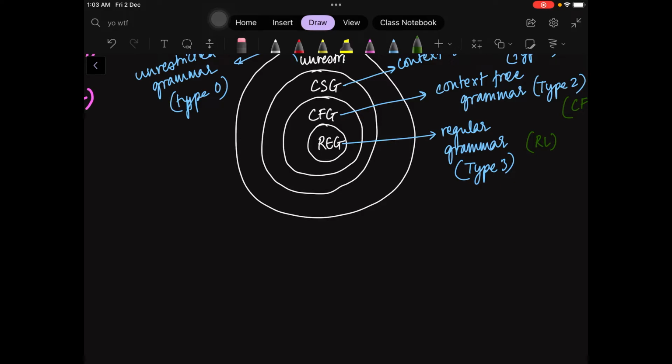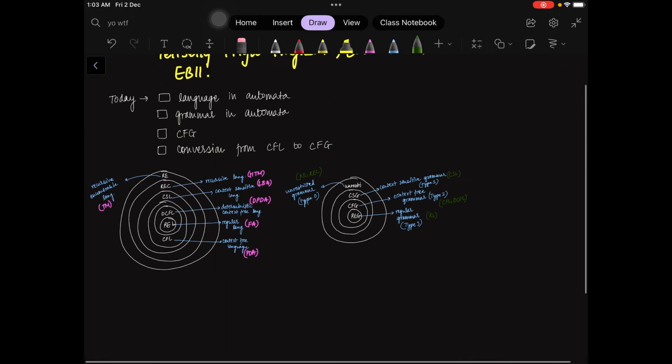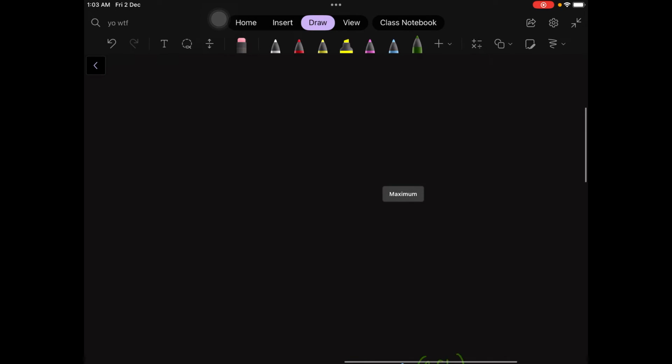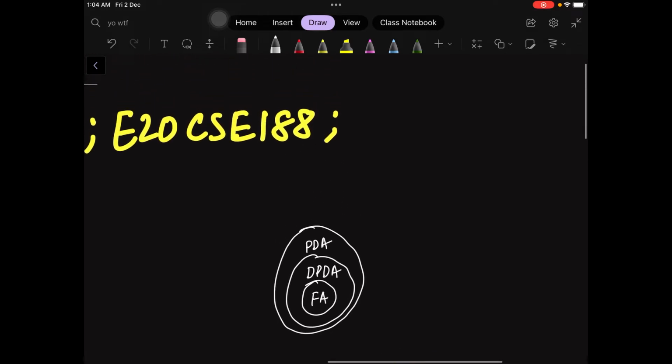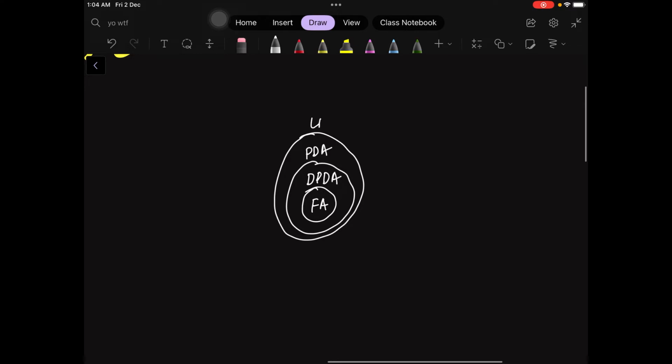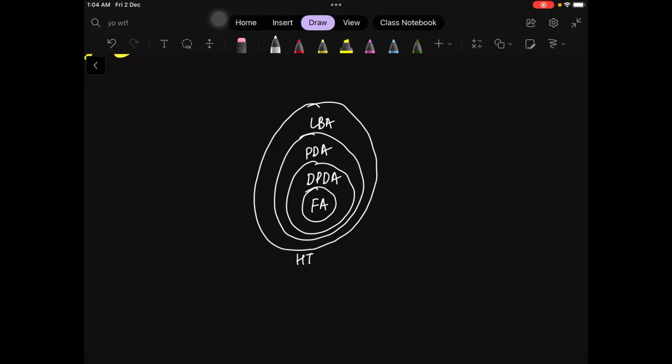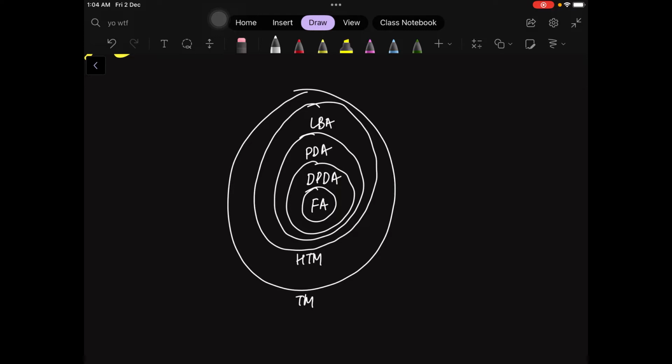If you also want, we can make a chart for the same for different machines that accept different languages. So in the middle you have finite automata, on top of that you have DPDA, then PDA, then you have LBA, and then you have halting machine, and finally you have the Turing machine.